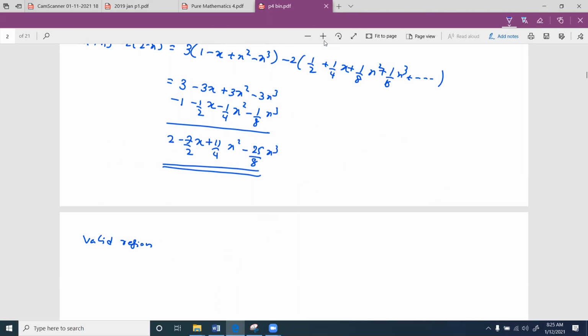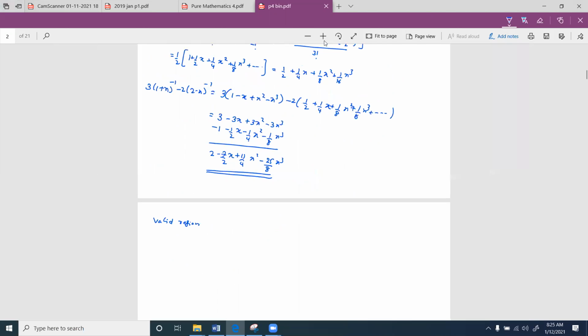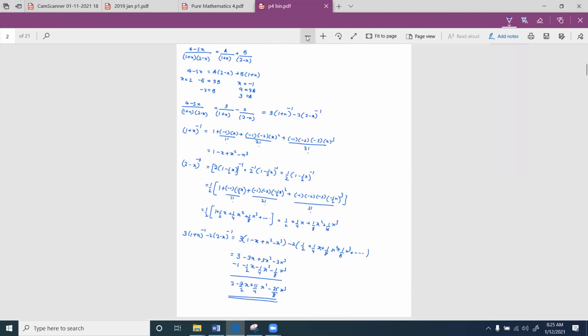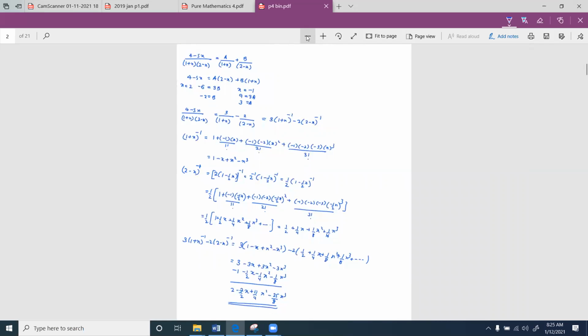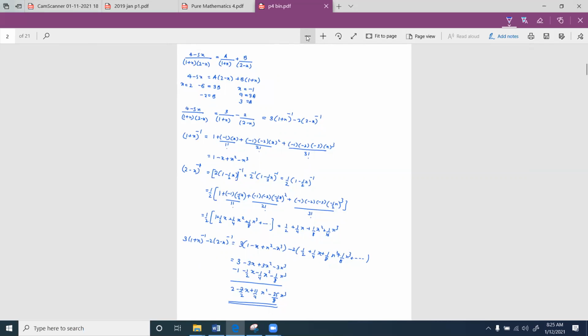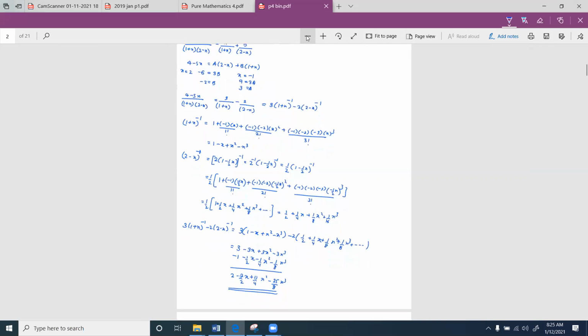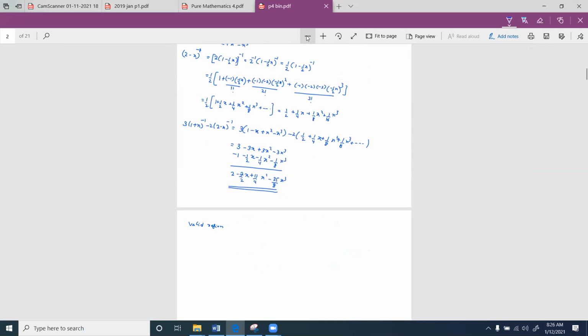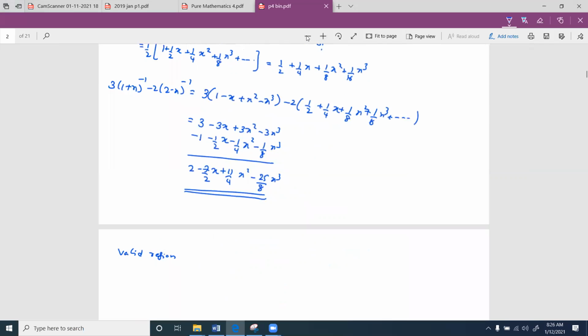I'll just minimize a little to see the entire question at once for you all. This is the complete answer for your reference. Then, for the valid regions, you know that the first one is (1 + x)^(-1). For this, the valid region becomes modulus of x is less than 1. That means x is in between +1 and -1.